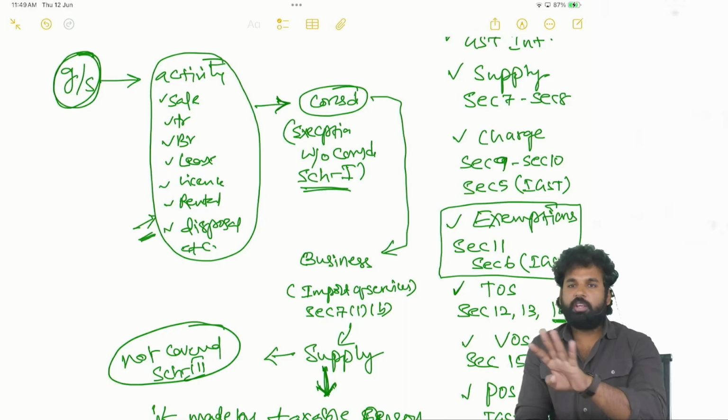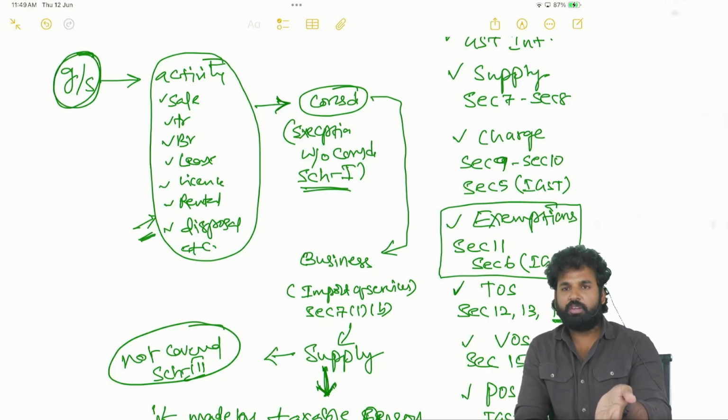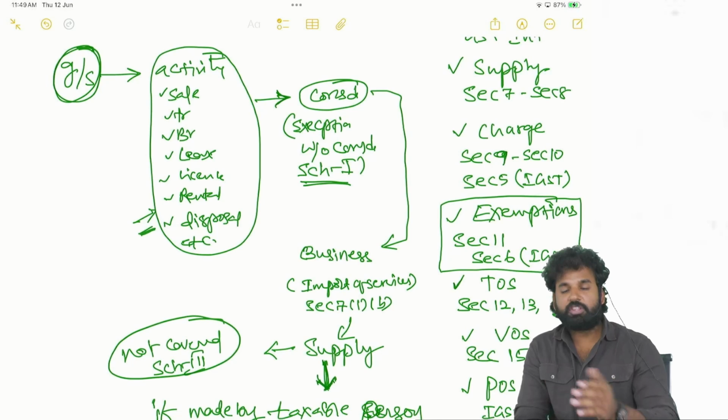Importation of service. Nothing is there. So see, even though no consideration, no GST. So it is not covered under Schedule 1. That's why no GST, right? So that means consideration must be there except for Schedule 1 services or Schedule 1 activities. Consideration must be there in order to be taxed under GST, right? If there is no consideration, no GST. No consideration, no GST except for Schedule 1 cases.